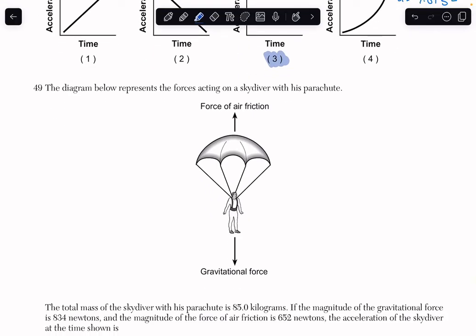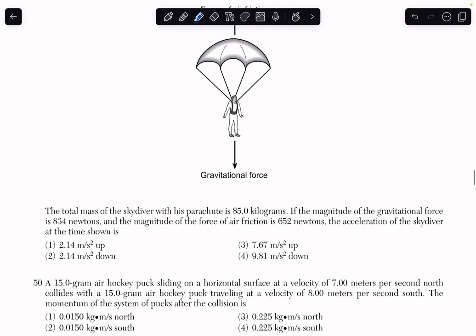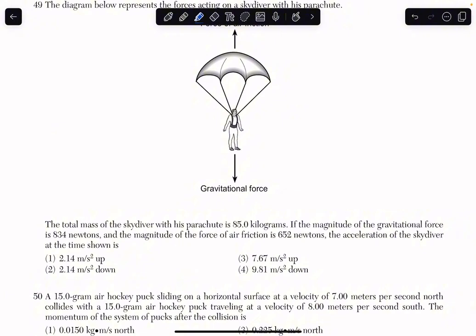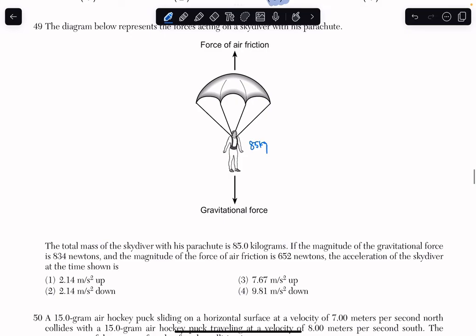Now 49. The diagram below represents the forces acting on a skydiver with his parachute. The total mass of the skydiver with his parachute is 85 kilograms. If the magnitude of the gravitational force is 834 newtons, and the magnitude of the force of air friction is 652 newtons, the acceleration of the skydiver at the time shown is... To figure this out, we need to find the total force.